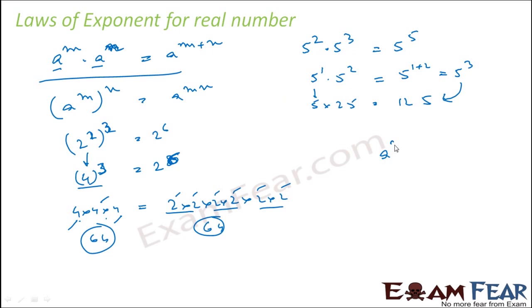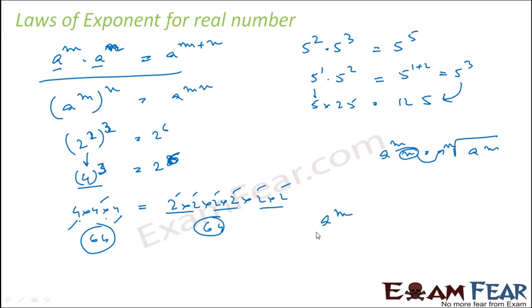Right. Similarly, a to the power m by n is nothing but the nth root of a to the power m. This n comes here.